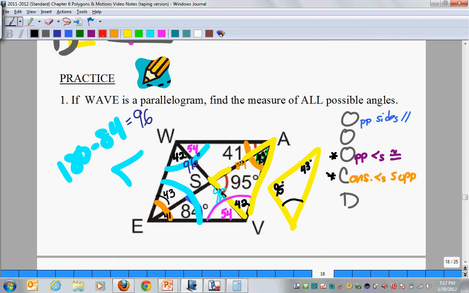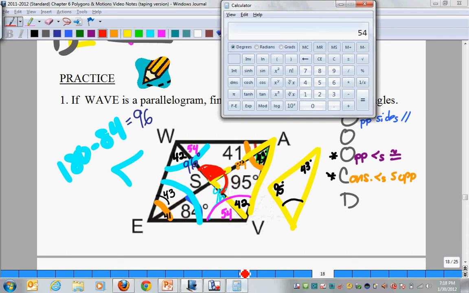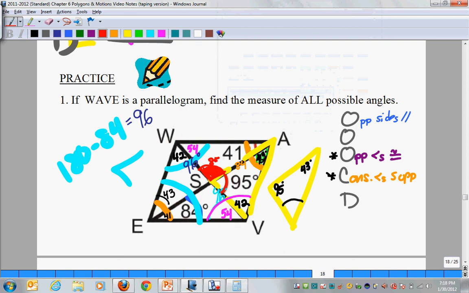Now in the middle, this right here is 180. So to find this angle, we're going to go 180 minus 95. We get 85. So this is 85, which makes this 85, which makes that 95.